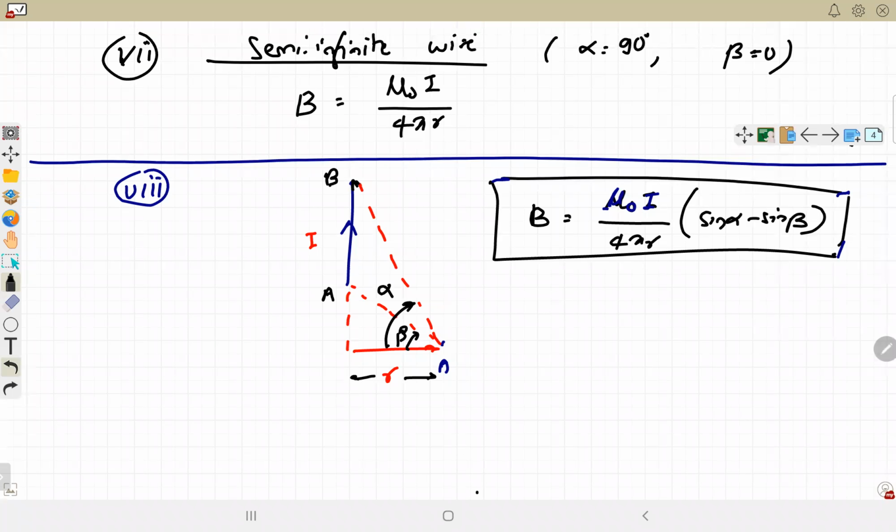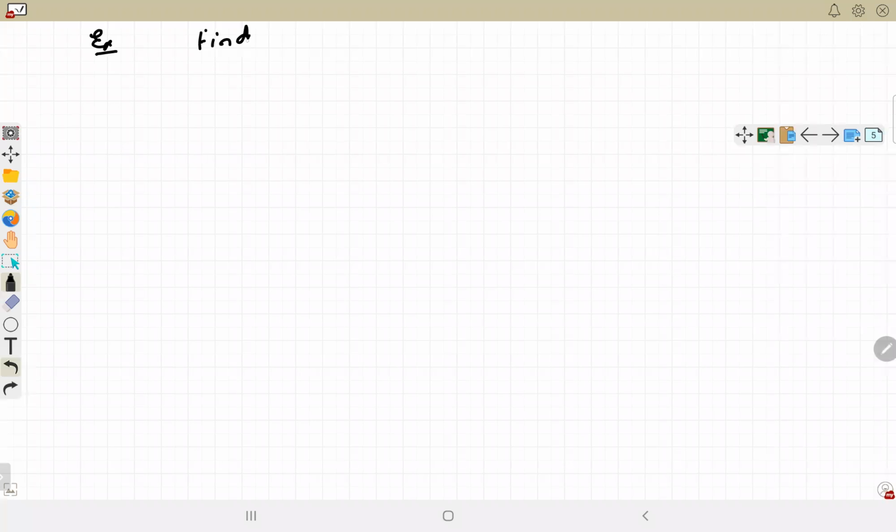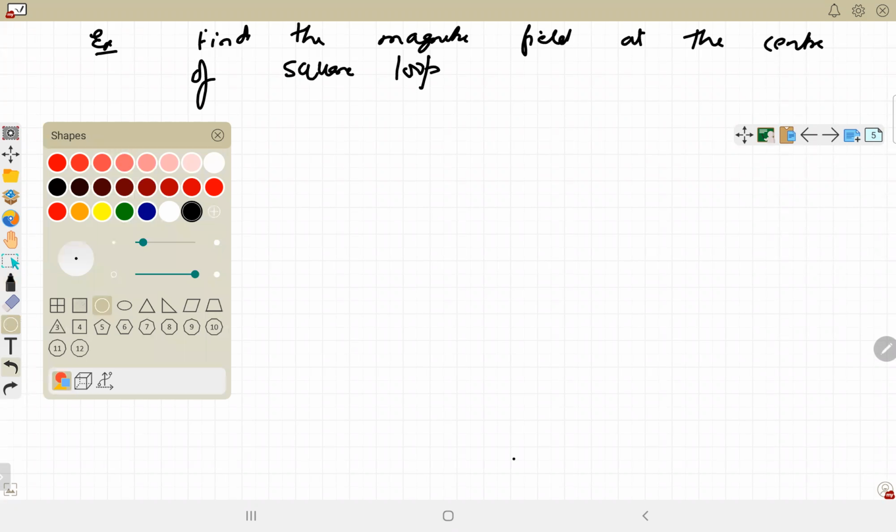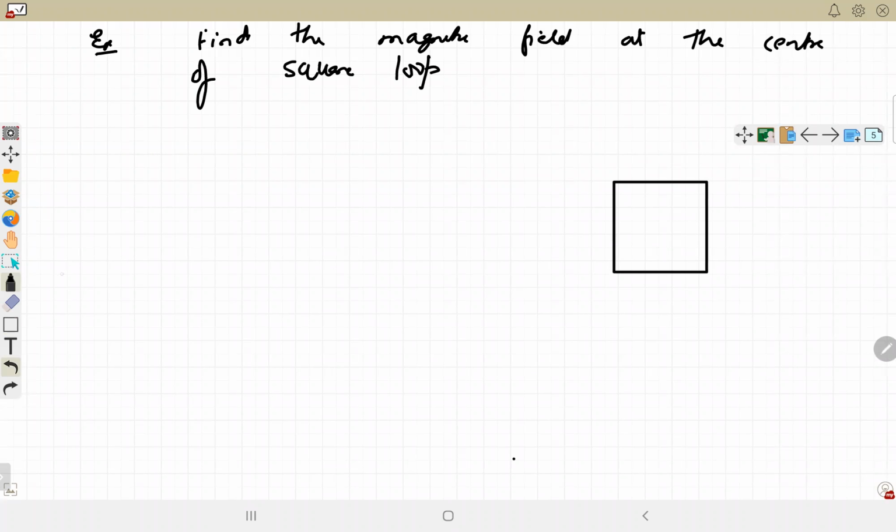So, the question is: find the magnetic field at the center of a square loop. Side length is, sorry, side length is a and current is I. We have to find the magnetic field at the center of this square.